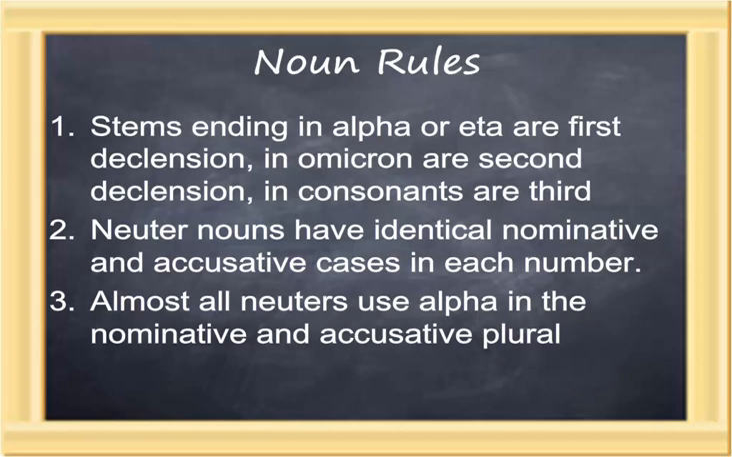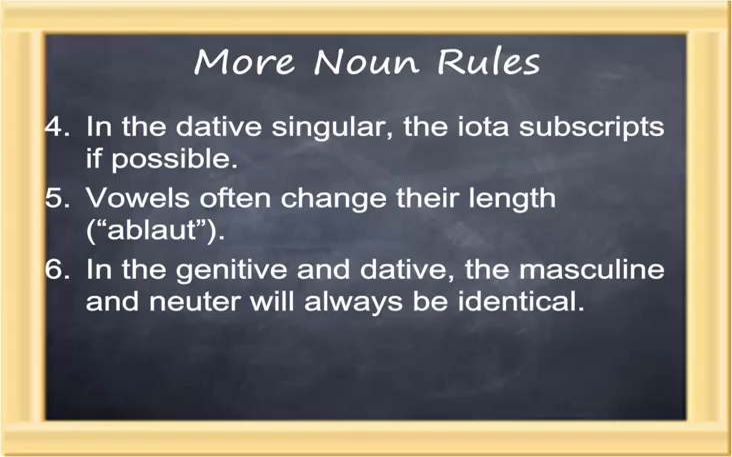Previously, we talked about noun rules, such as rule number 1, stems ending in alpha or eta are first declension, omicron are second. Now we add stems ending in consonants are third declension. Neuter nouns have identical nominative and accusative cases in each number. We saw that in the third declension also. Almost all neuters use an alpha in the nominative accusative plural. Thank goodness, that really helps with the third declension. In the dative singular, the iota subscripts, if possible. In the first and second declension, it did. In the third, it doesn't.